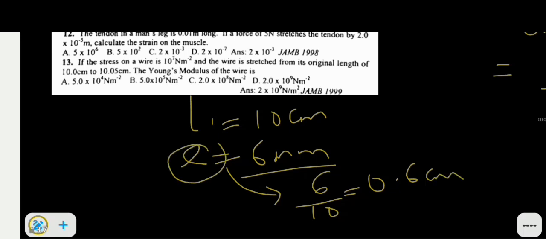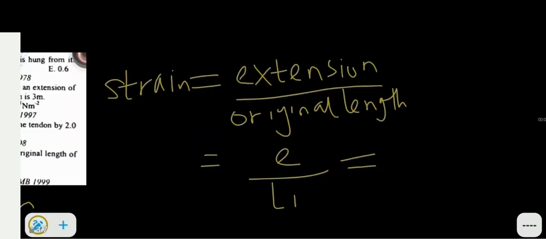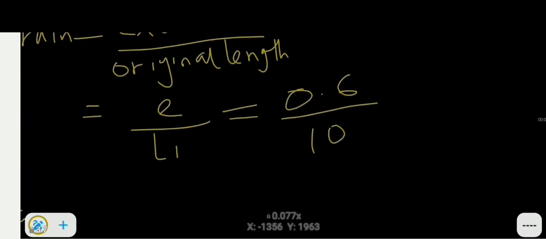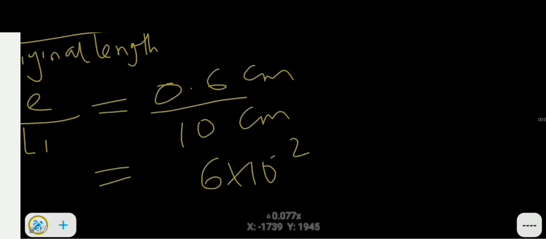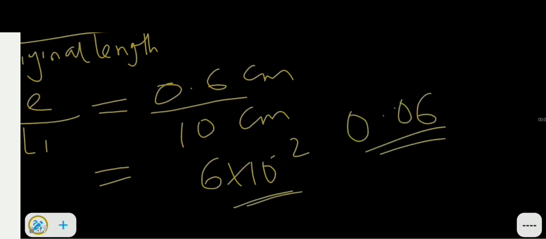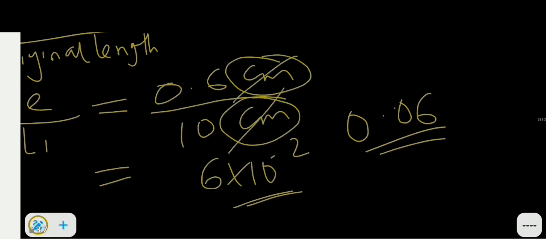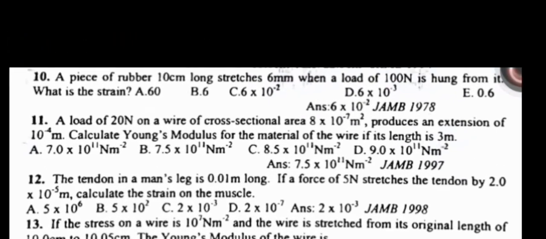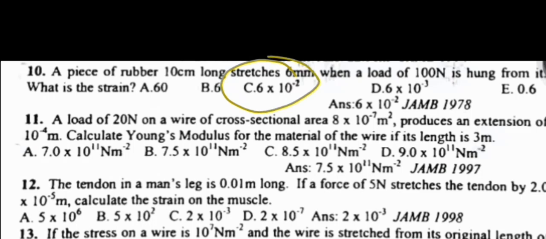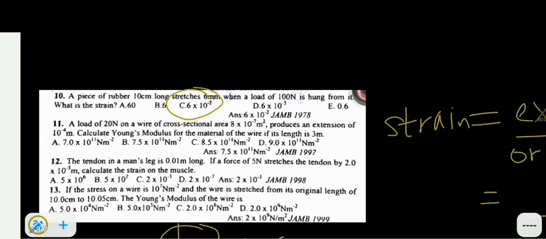So now we have the extension and we have the original length. The extension that we got was 0.6. So we are dividing by the original length, which is 10. This is in centimeter, this one too is in centimeter. If you divide these, you're going to get 6 times 10 to the power minus 2, or 0.06. Any of them is correct. Don't forget, strain does not have any units because it is dimensionless. Centimeter cancels centimeter. So the answer is 0.06 or 6 times 10 to the power minus 2. So that's option B. Sorry, that's option C. Option C is the correct answer, 6 times 10 to the power minus 2.